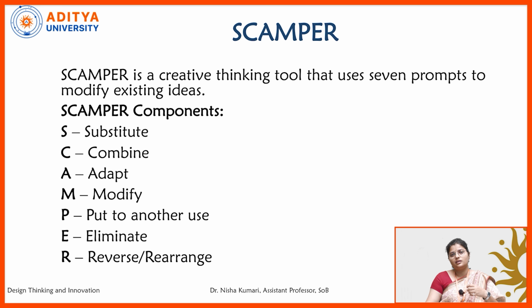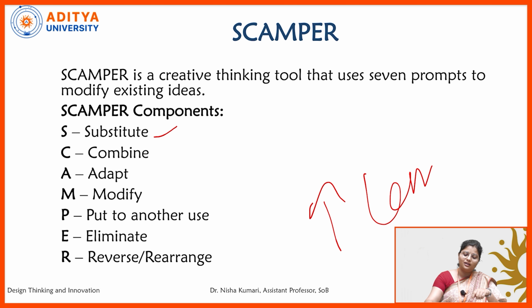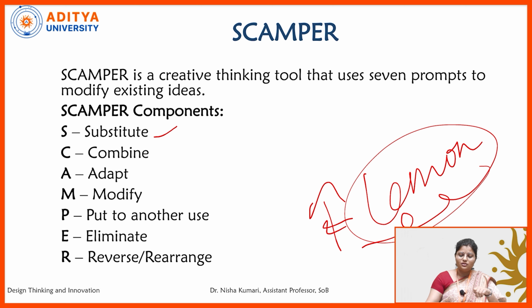So Scamper is a very creative tool, and in Scamper, each alphabet stands for something. The first S stands for substitute. So for example, we are creating some kind of food. Usually when we are making curry, we'll go with the simple example, we use tomatoes, but now due to some reason the price of tomatoes has increased. So in place of tomatoes, we use lemon, because it is cheaper in reference to the tomatoes. So what we did was substitute the tomato with the lemon.